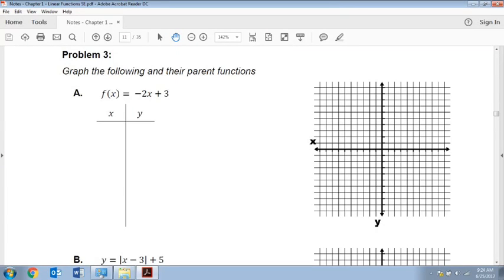All right, this is again chapter 1.1, sorry, 1.2, problem 3. It says to graph the following and their parent functions. Okay. So here's one thing that I'm going to start talking about a little bit.